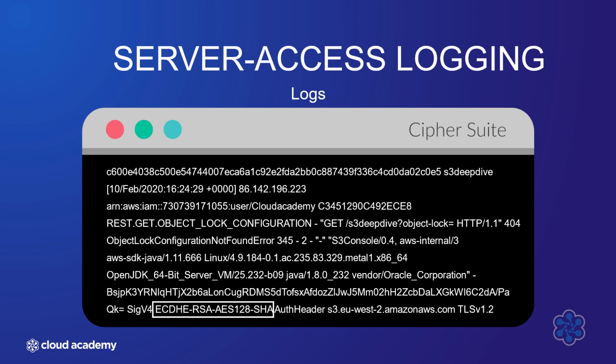Cipher suite, if SSL was used, it would show which cipher suite was used. If HTTP was used, then a hyphen would be shown instead. Authentication type, this shows the type of authentication used for the request. Host header represents the endpoints used to connect to Amazon S3 in the request. And finally, the TLS version, which shows the version of TLS that was used by the client.